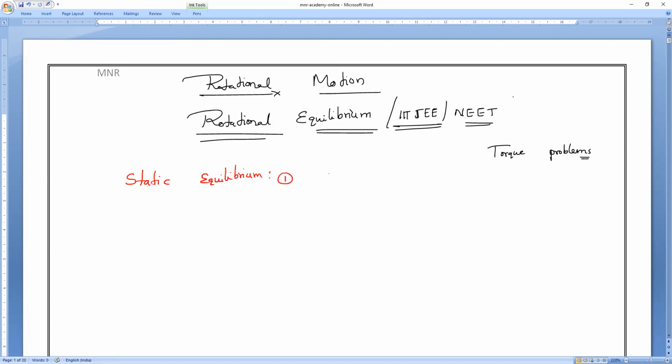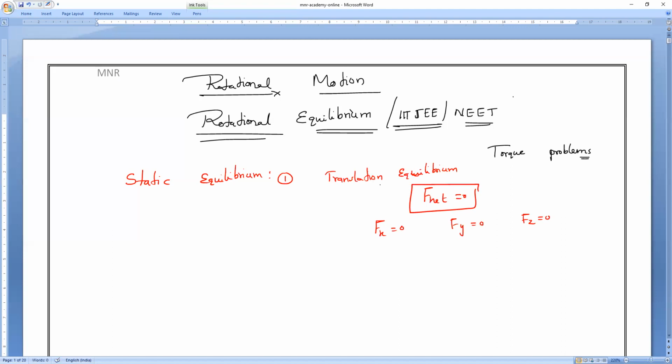The first one is translation equilibrium. We have studied translatory motion at the beginning of this chapter. Do you all remember? Yes, sir. So translatory equilibrium means the net resultant force, F net, must become zero. That means the force in X direction is zero, the force in Y direction is zero, and the force in Z direction is also zero.